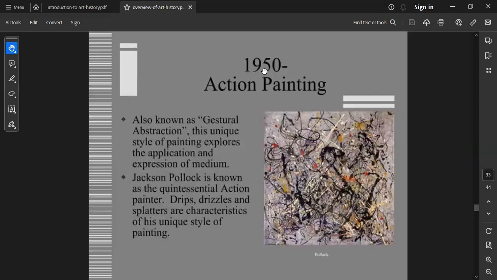From 1950 onwards, it is part of an experiment which is still going on. This is known as action painting, also known as gestural abstraction. This unique style of painting explores the application and expression of medium. Jackson Pollock is known as the quintessential action painter. Drips, drizzles, and splatters, these are the techniques.